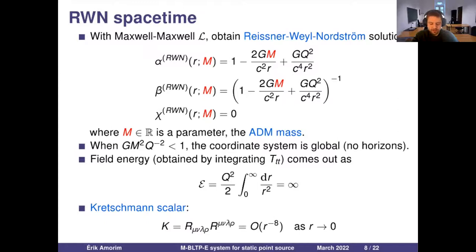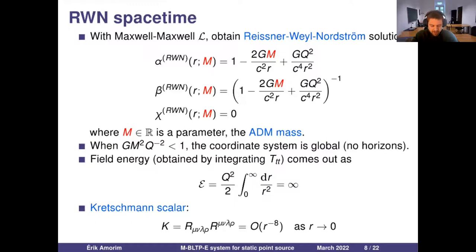And the field energy that you get from this is infinite. So just like in the flat space case, you can get the field energy. It's a certain meaningful integral involving the zero-zero component of the stress energy tensor. It comes out as infinite, essentially because of a problem at r equals zero. This integral diverges at r equals zero.